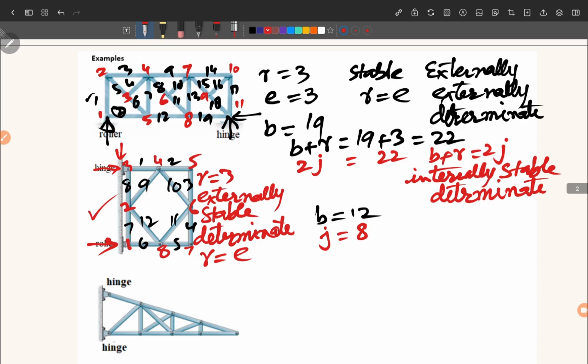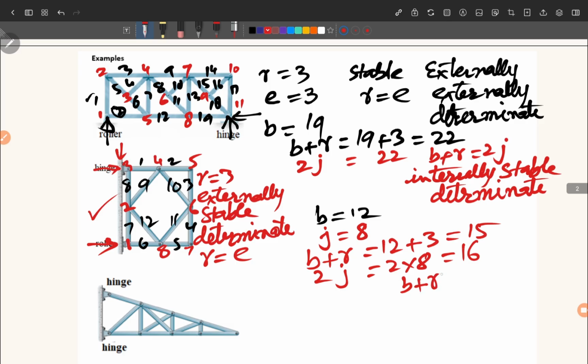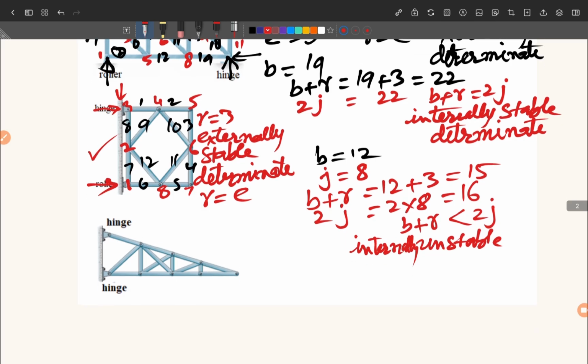Now if we calculate in that equation B plus R, we find that B plus R will be equal to: B is 12, R is equal to 3, B plus R is equal to 15, and 2J, that is 2 into the joints, 2 into 8 is equal to 16. So now from here we find that B plus R is less than 2J. So this is unstable, right? So now we go to another example.